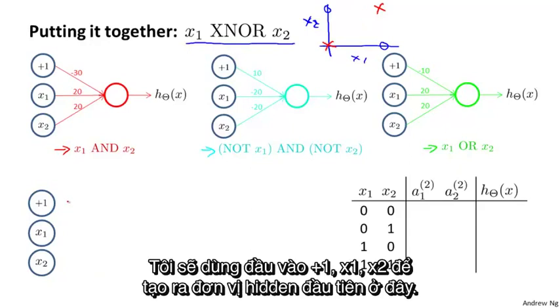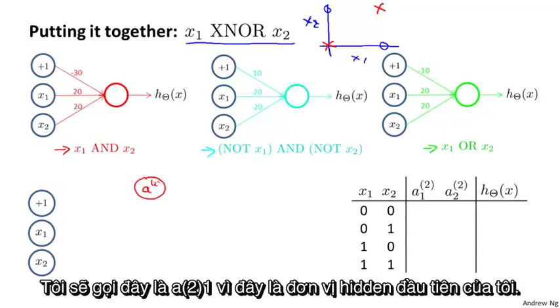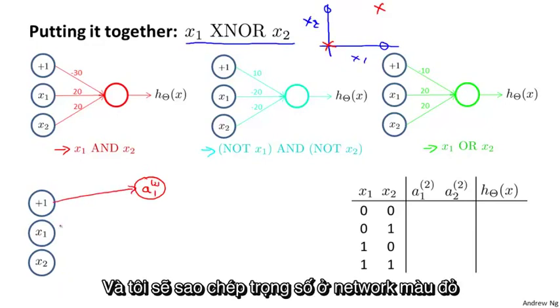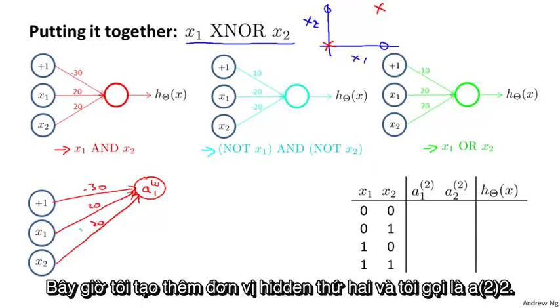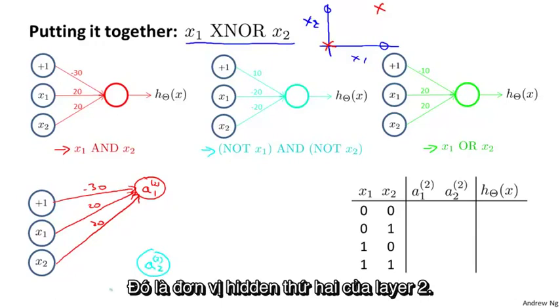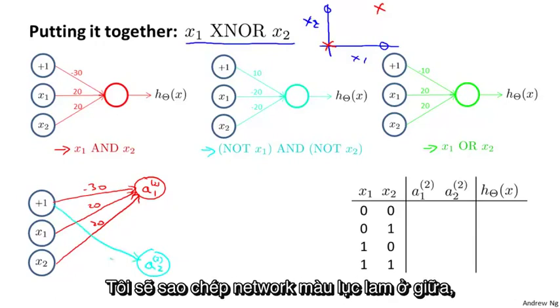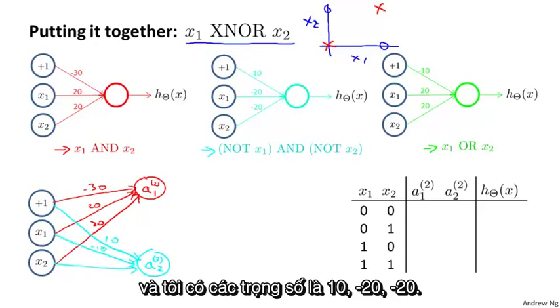Let's draw the network. I'm going to take my input plus 1, x1, x2, and create my first hidden unit here. I'm going to call this a21 because that's my first hidden unit. And I'm going to copy the weights over from the red network, the x1 and x2 network. So I have minus 30, 20, 20. Next, let me create a second hidden unit, which I'm going to call a22. That is the second hidden unit of layer 2. And I'm going to copy over the cyan network in the middle. So I have the weights 10, minus 20, minus 20.